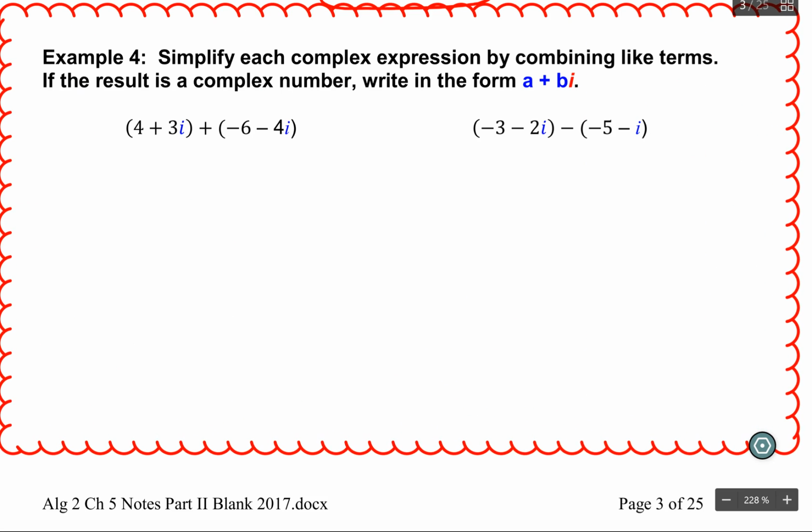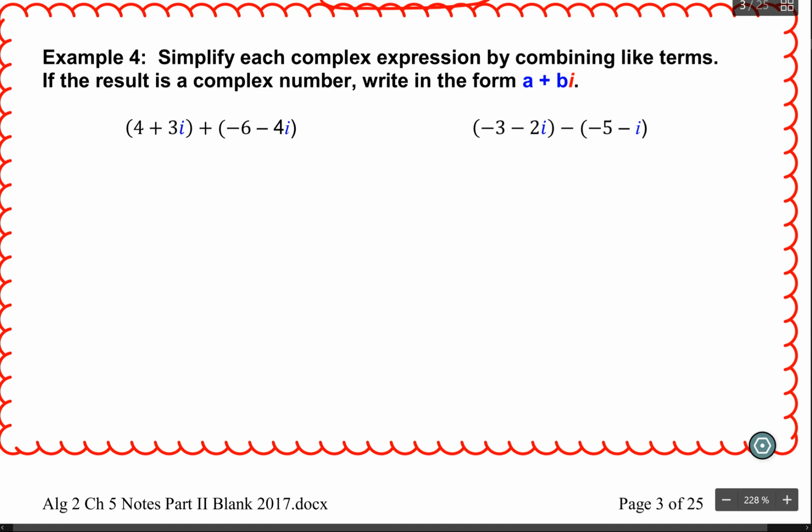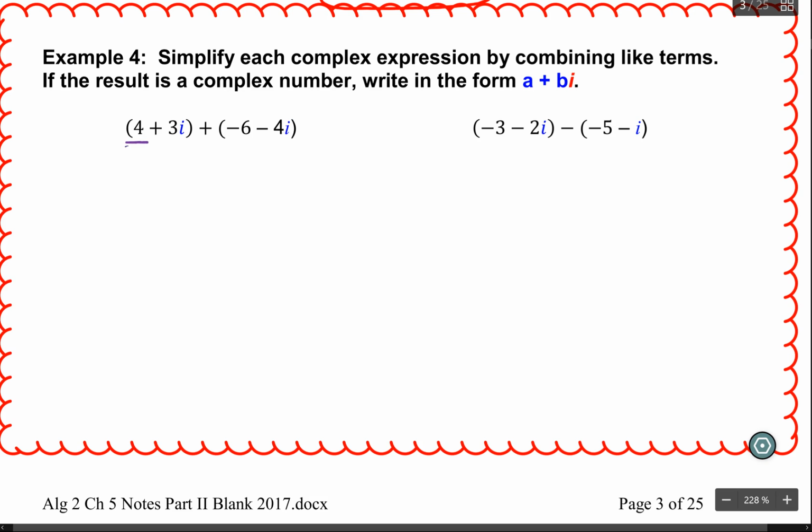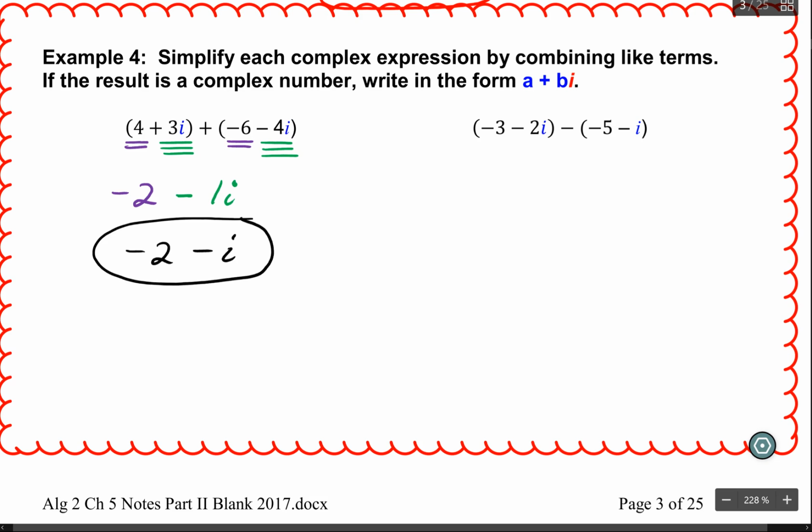This is an idea that in the past we've had a real big problem with in terms of doing this correctly. All our focus is on combining like terms. So I'm going to underline my like terms. 4 and negative 6 gets me negative 2. My other like terms are my i's. So in this case I have 3i minus 4i, so that's negative 1i. So if I'm writing my final answer, I'm going to say negative 2 minus i. It's important that we combine our like terms. Let's look at the next one.